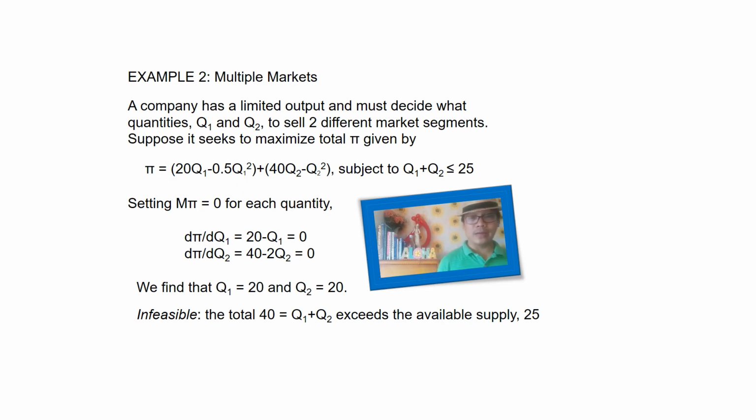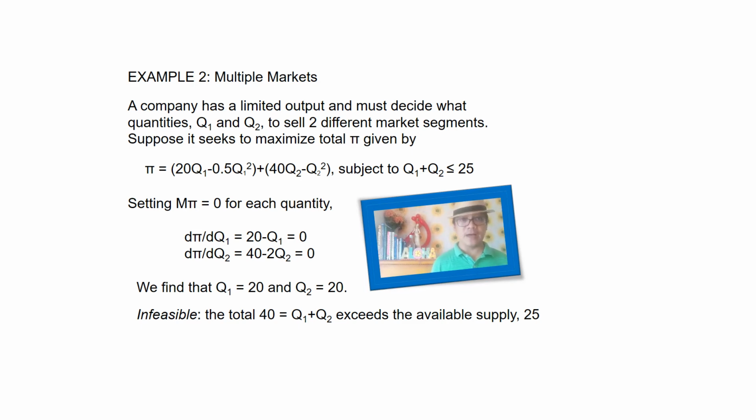Example 2 for constrained optimization. Multiple markets. A company has a limited output and must decide what quantities Q1 and Q2 to sell to different market segments. Suppose it seeks to maximize total profit given by the following profit function, which is equal to 20Q1 minus 0.5Q1 squared plus 40Q2 minus Q2 squared, subject to Q1 plus Q2 less than or equal to 25.